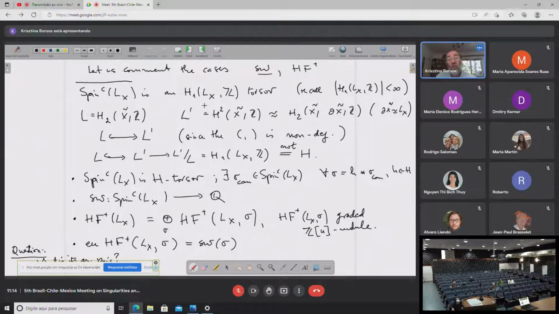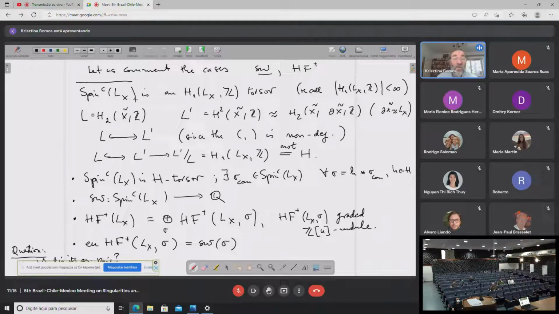So H_1 of the link is a finite group because we assume that it's a rational homology sphere. In that case, this H_1 is a finite group, and the spin-c structures are indexed by this group. If it's an integral homology sphere, then there is only one spin-c structure corresponding to the trivial element of the trivial group, and then we are happy. But otherwise, we have finitely many objects which are indexed by this H_1.